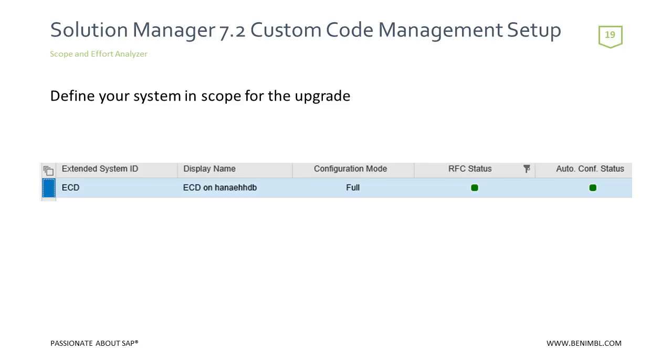So now you want to define the system that you're going to upgrade. You see we have an ECD system that's running on HANA. The configuration mode we did was full. The RFC status is good, and the auto-conf status is good. If any of these are red or yellow, you have a concern. I would go back and fix them. RFC is the biggest one. You need to have a TMW RFC created in your managed system configuration, and all those need to work. Also, sometimes it's good to have a trusted connection, if it's allowed. I like to do trusted as well. So if everything's green, we highlight the system and we hit next.